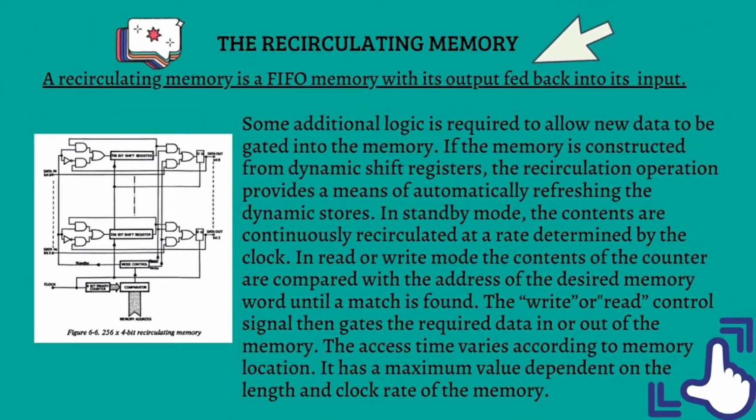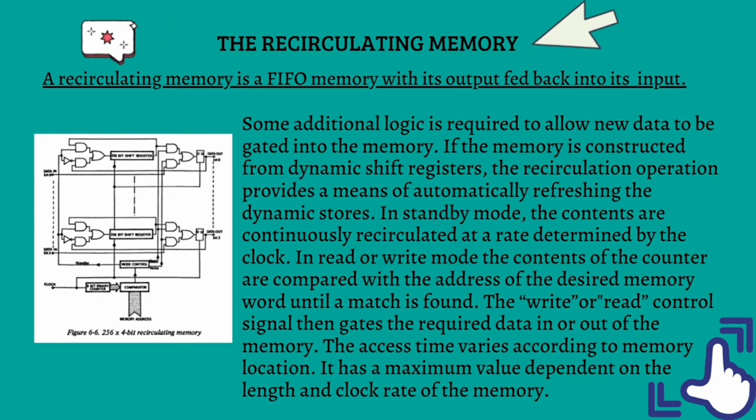The circulating memory. A circulating memory is a PIPO memory with its output fed back into its input. In this figure, some additional logic is required to allow new data to be gated into the memory. If the memory is constructed from dynamic shift registers, the circulating operation provides a means of automatically refreshing the dynamic store.